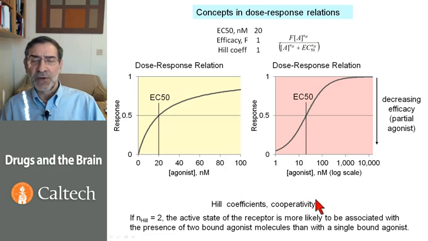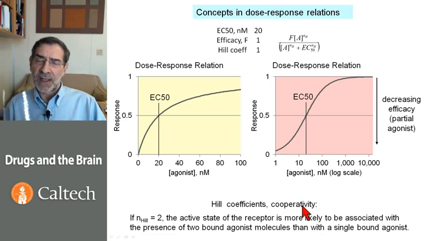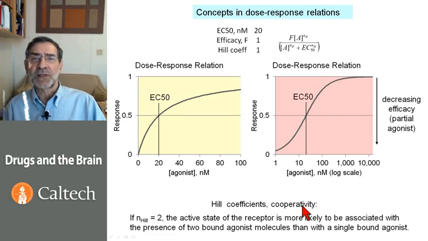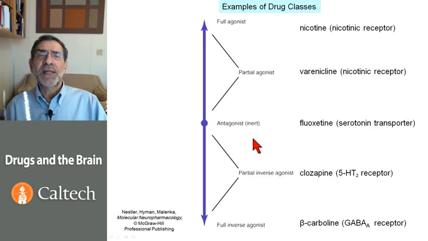And again, for Hill coefficients, there is somewhat of a difference between a Hill coefficient and cooperativity. Cooperativity indicates that after the first agonist is bound, the second is more likely to bind. And that is involved in concepts of shape-shifting proteins, such as we've talked about earlier. The statement that we've made about the Hill coefficient is rather more general than that, and here it is repeated. So let's look at examples of drug classes.